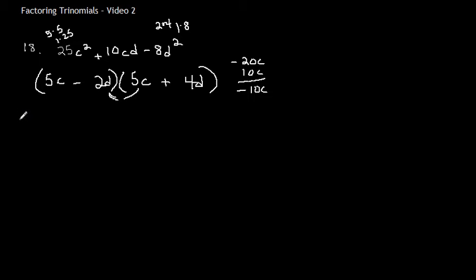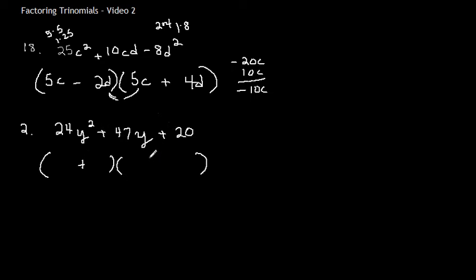So we're going to go on worksheet number 3, number 2. 24y squared plus 47y plus 20. The harder they get, the better I like them. Okay, 2 sets of parentheses. Last sign's a plus. What are they both going to be the same as? They're both the same as that one. So they're both pluses, so we don't have to change anything around.